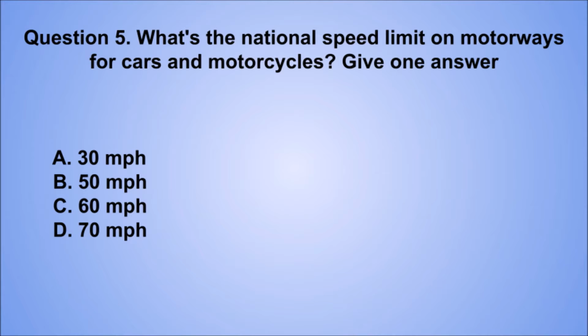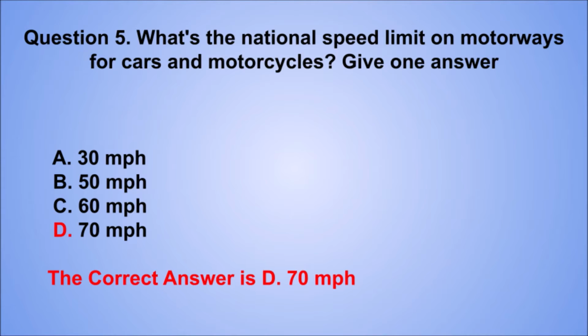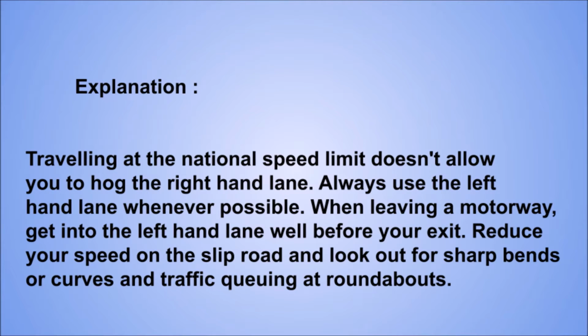Question 5. What's the national speed limit on motorways for cars and motorcycles? Give one answer. A. 30 miles per hour. B. 50 miles per hour. C. 60 miles per hour. D. 70 miles per hour. The correct answer is D. 70 miles per hour.